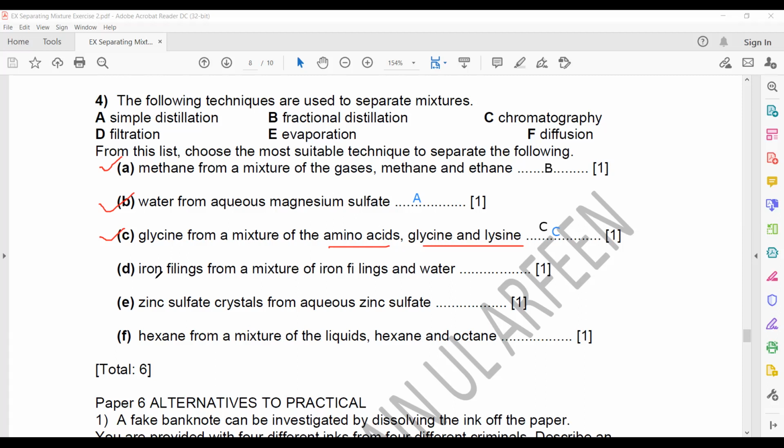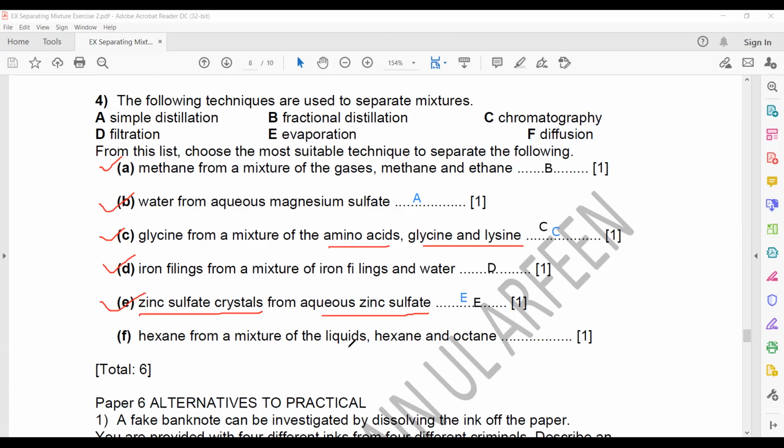Iron filings from a mixture of iron filings and water. Iron filings are insoluble in water, they do not mix in water. So if you want to separate the solid from the mixture, you can use filtration. Zinc sulfate crystals, we want salt from the solution. A dissolved salt from solution, we can use evaporation.